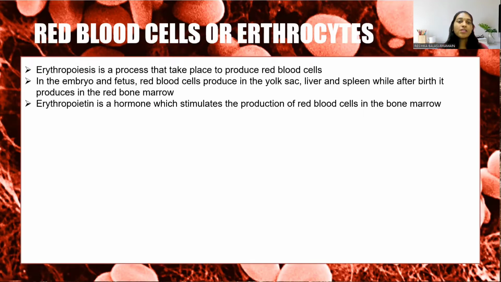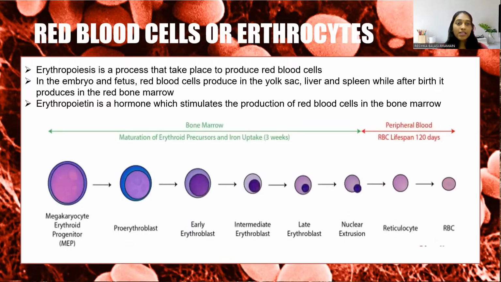Let's move into the process. Erythropoiesis is the process that takes place to produce red blood cells. In the embryo or fetus, the red blood cells are produced in the yolk sac, liver, and also spleen, while after birth, they are produced in the red bone marrow. Erythropoietin is the hormone which stimulates the production of red blood cells in the bone marrow.